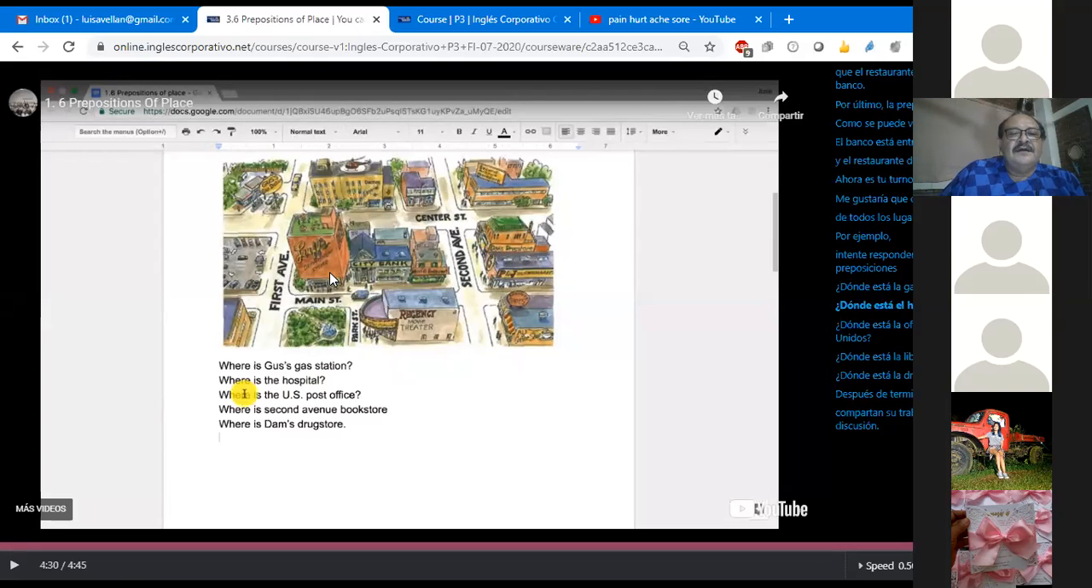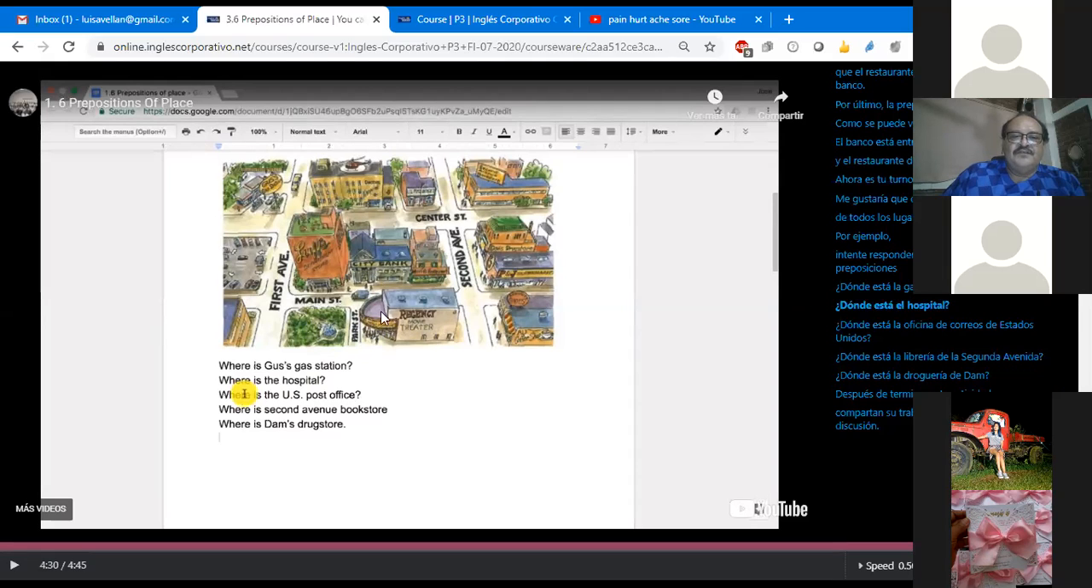Then you have here, the department store is next to the Citibank. Citibank is next to the restaurant. And the Citibank is between the department store and the restaurant. The Regency Theater is across from the park. Across from the park. Good.